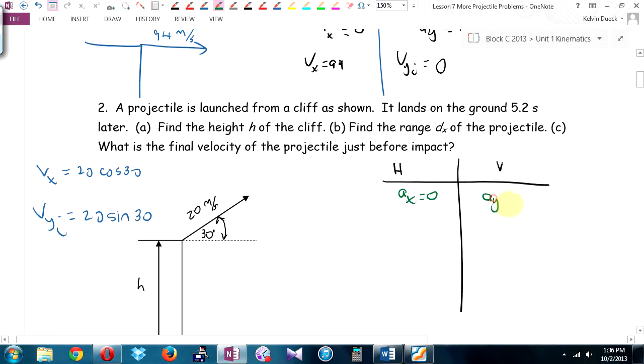I would say Ay is negative 9.8. I think Vy initial ends up being exactly 10, and I think Vx is going to be 8.66 times 2, so it's going to be 17.32. Double check me. Am I right? I got it to 2 decimal places that time? Hey, I'm proud of that.